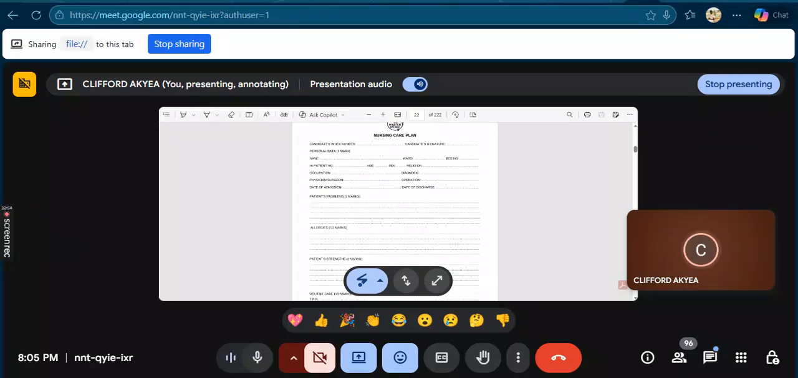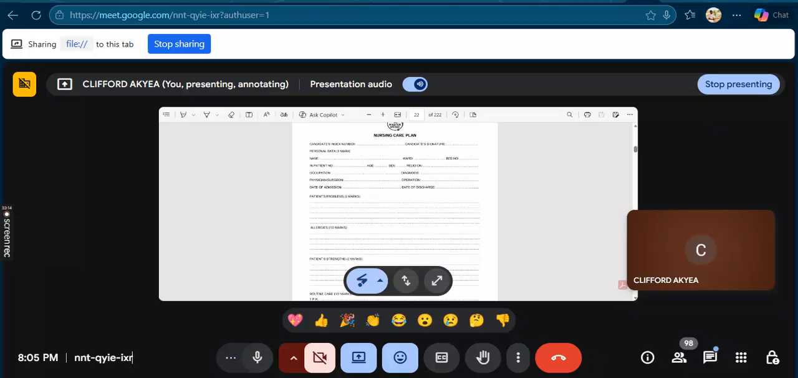So the date of admission is the date that the patient was admitted to the ward. Then date of discharge: the patient is not yet discharged, so you write "not yet." Now let's come to patient problems. How do you find patient problems?